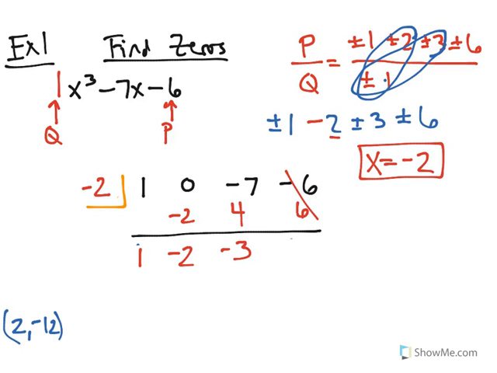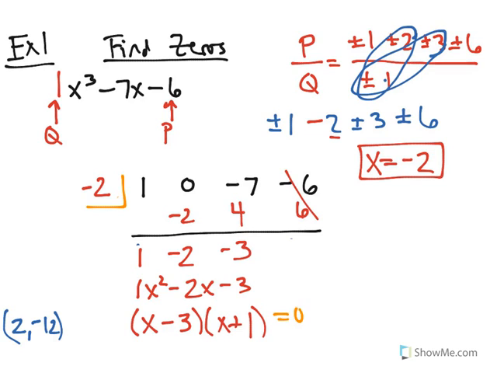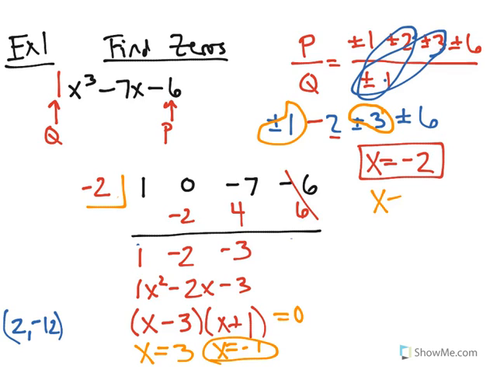But notice now, this is 1x squared minus 2x minus 3, and that can be factored to give us x minus 3 and x plus 1. Now when I set those equal to 0, I get x equals 3, and notice we had that here. And we also get x equals negative 1, which we had here. So my three solutions are x equals negative 2, x equals 3, x equals negative 1. And there's my three solutions.